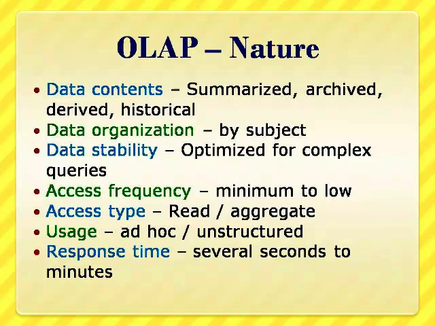How is OLAP organized by nature? The data used by the OLAP technology is highly summarized, archived, derived, or historically oriented data. The organization of the data is made by considering subject orientedness, and whatever data is organized, that data is stable. It means that complex queries can be answered efficiently by using this technology, which is termed as optimized for complex queries.